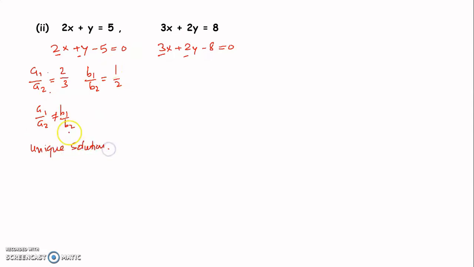So let's solve these equations by cross multiplication method. So first we will write a1, a2, b1, b2, c1, c2. Again we will write a1, a2, b1, b2. Now for the value of x, first we will multiply these two. Let me write it here.